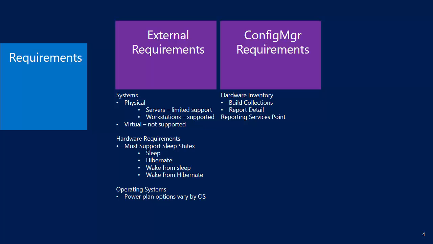And then in ConfigMgr, there are a couple of prerequisites: hardware inventory and the reporting services point. In most environments, these are already turned on. So what do we use hardware inventory for? We will want to build collections to help us manage our power management deployments and environment, so we can use hardware inventory for that. In fact, I'll show you that here in just a second.